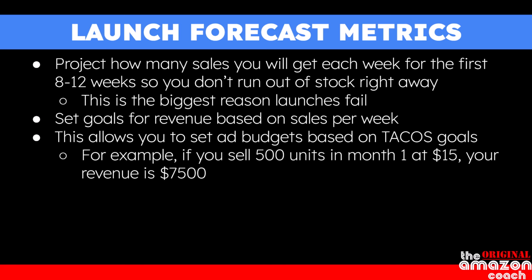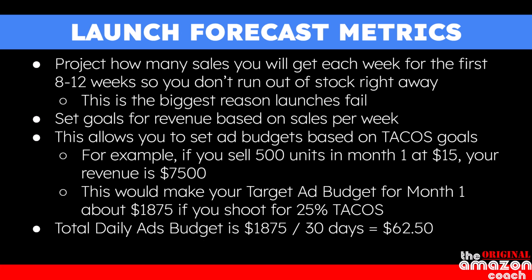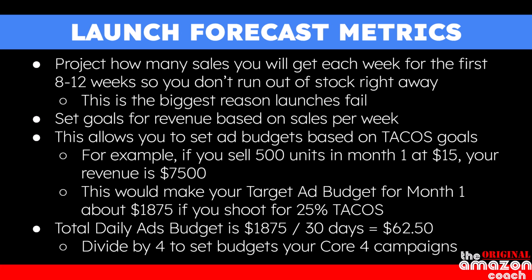For example, if you sell 500 units for month 1 at $15 for an average selling price, then your estimated revenue would be $7,500 for month 1. And if you shoot for 25% launch TACoS, which is a decent baseline number, then your ad budget for month 1 would be $1,875. That means your daily total ad budget would be about $62.50 because you just divide $1,875 by 30 days on average. Then you divide that daily total budget by 4 to set your daily budgets for each of your core 4 ad campaigns. This gives you about $15 per campaign each day.